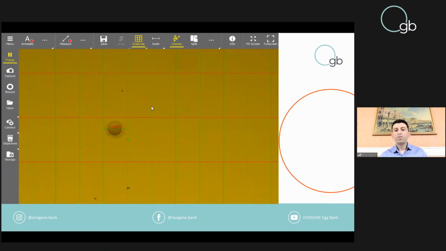So even if you have 50 oocytes here, each grid will catch one oocyte and will make the calculation individually. At the end, when you finish the denudation process, you just take an image and wait 10 seconds, and all calculations will transfer to the main computer.